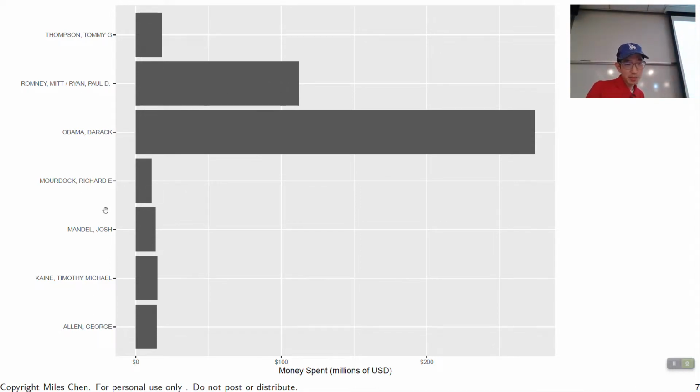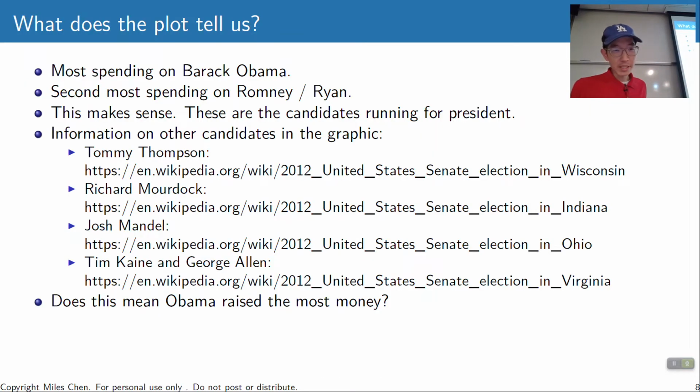And then there's a few other people that we probably don't know: Tommy Thompson, Richard Murdoch, Josh Mandel, Tim Kaine, George Allen. Tim Kaine might ring some bells because he was a vice presidential candidate for Hillary Clinton. But anyway, over $10 million was spent on these candidates. Obama had the most spending, and second to that was Romney and Ryan, and that makes sense because they were running for president.